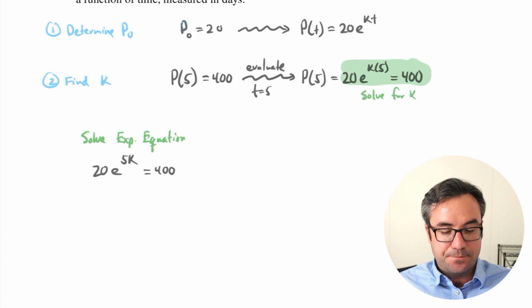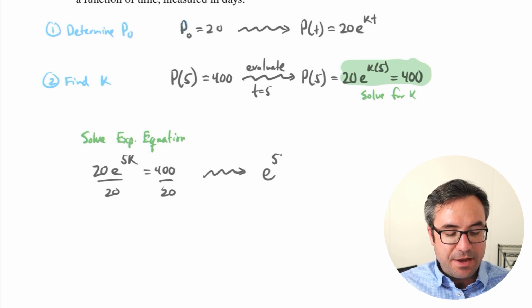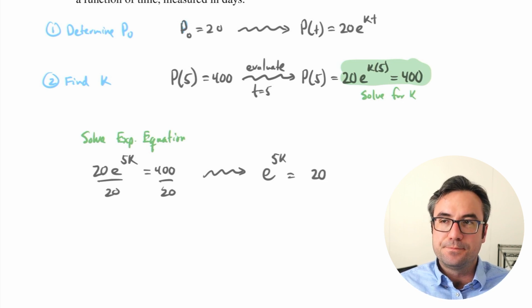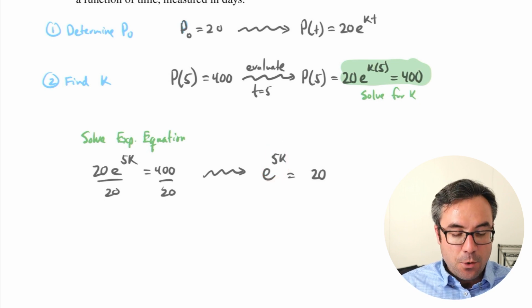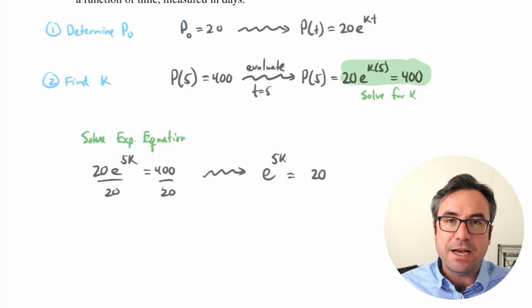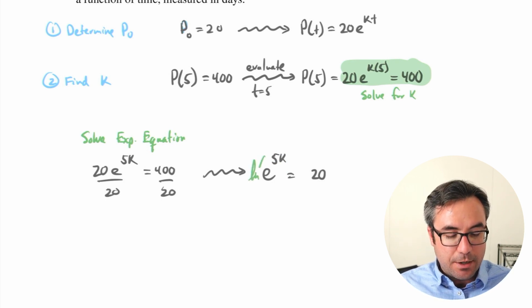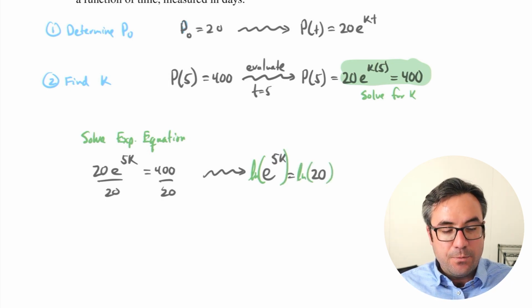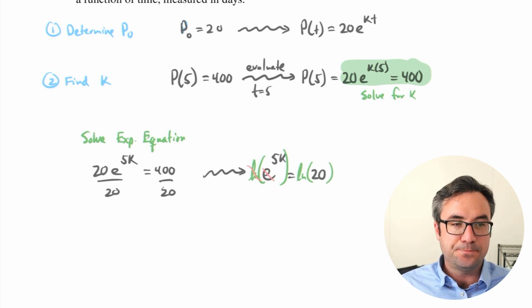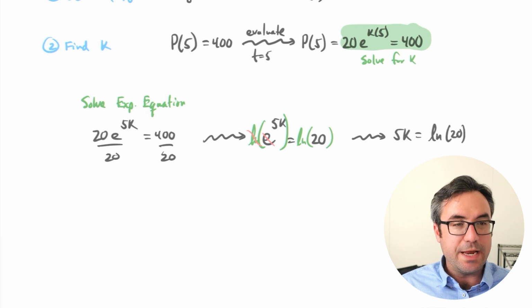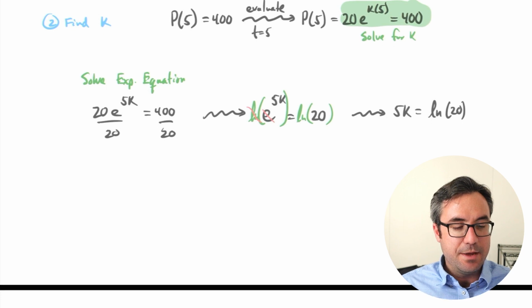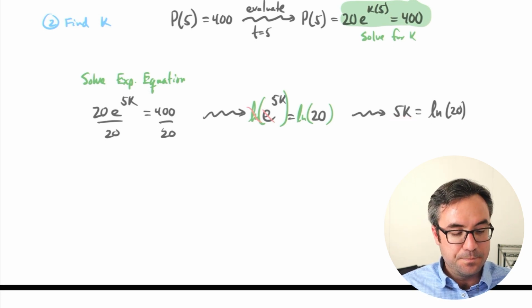So we're going to divide by 20. Dividing by 20, that gives us e to the 5k is equal to 20, since 400 divided by 20 is 20. So far, so good. Now we have the exponential term all by itself. We want to get our unknown quantity out of the exponent, and the way to do that is to apply the natural log to both sides of this equation. Over on the left, the natural log and the e just cancel out. This gives us 5k on the left and natural log 20 on the right. Then we can finish this off by dividing by 5, and we get k is equal to natural log 20 over 5.